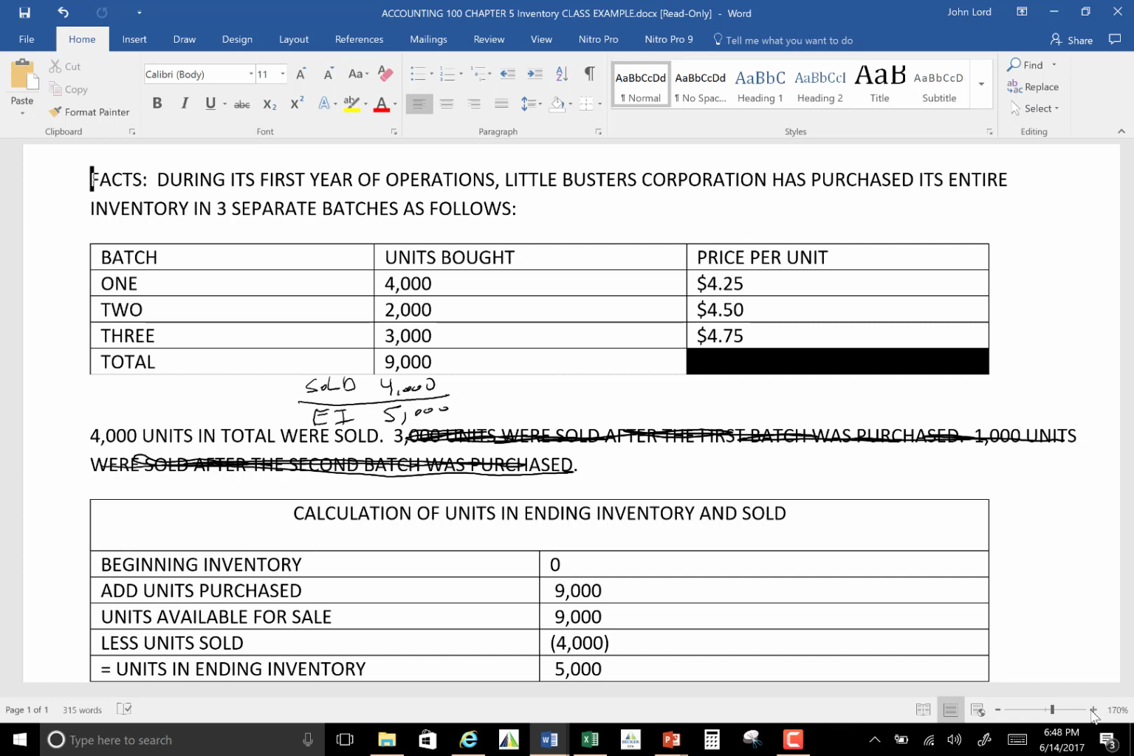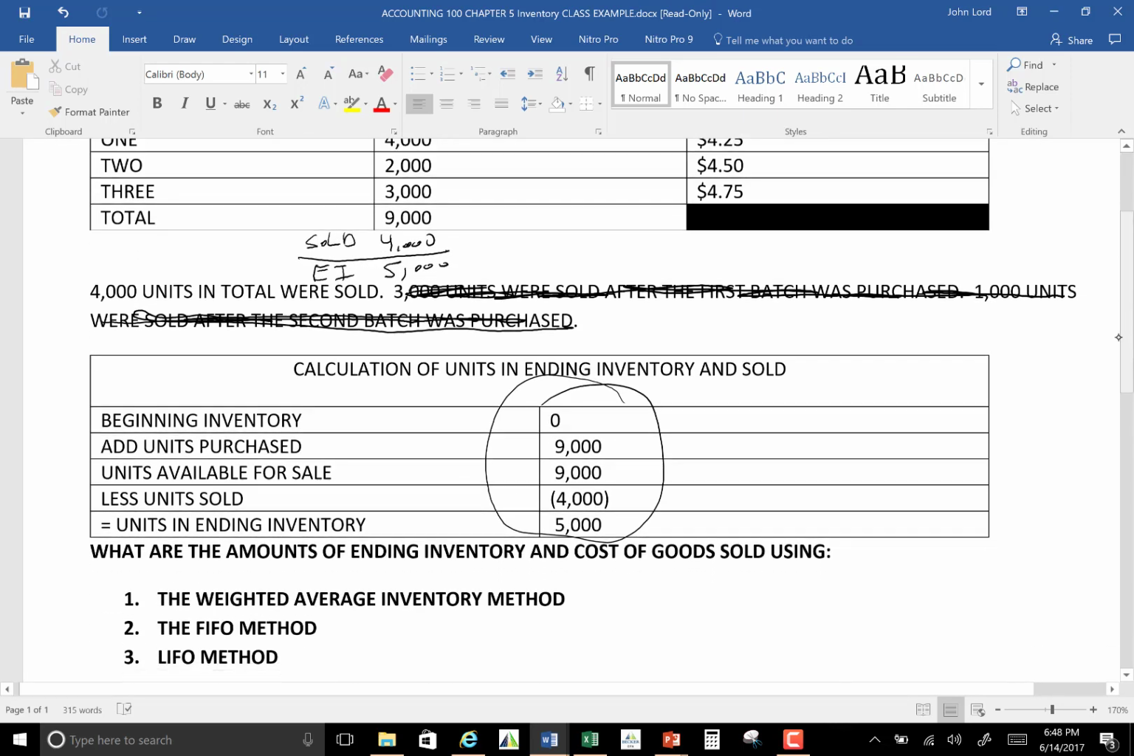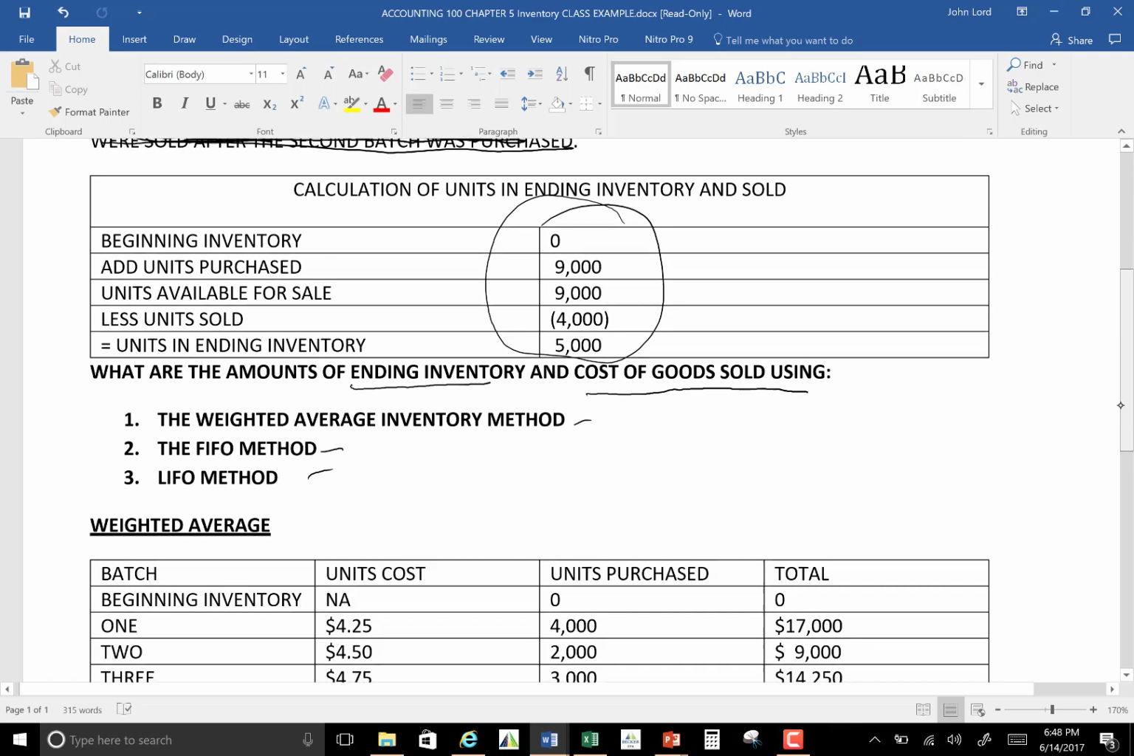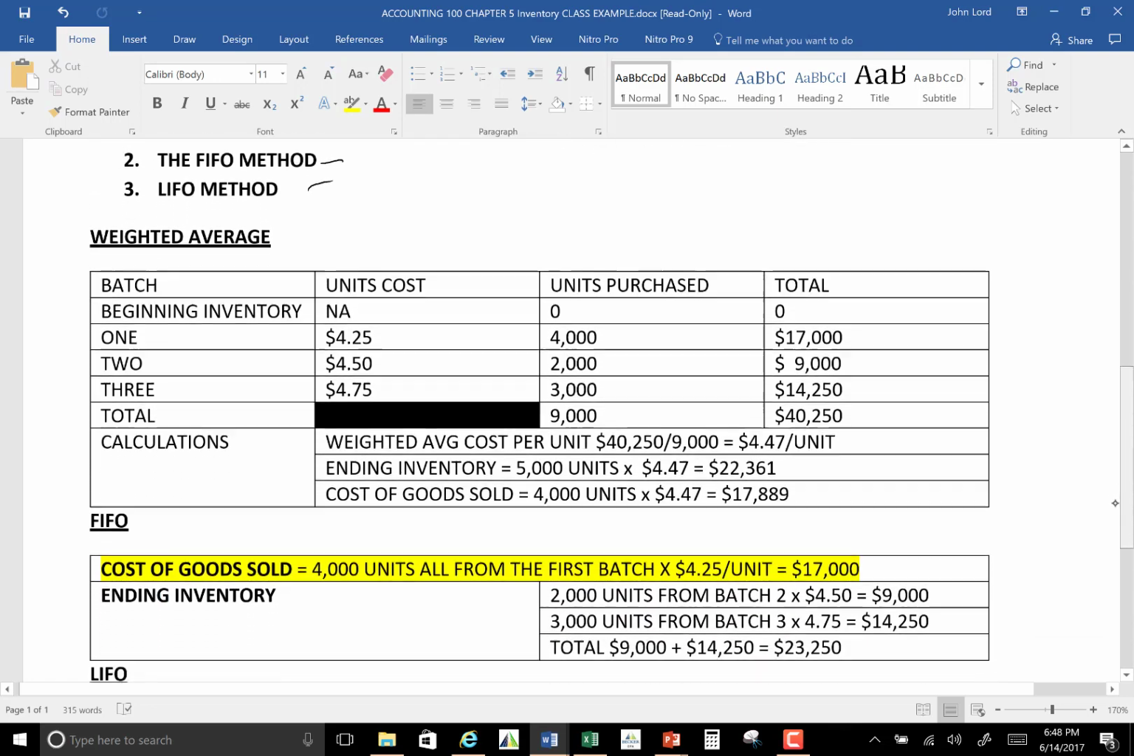Now, in this, I'm going to ask you to calculate... It's my own example. Okay, and so there's that right there, right? Now, what I'm going to ask you to do is give me the ending inventory and cost of goods sold using FIFO, LIFO, weighted average. We've already had an example of FIFO and LIFO. We'll say weighted average for last, right?